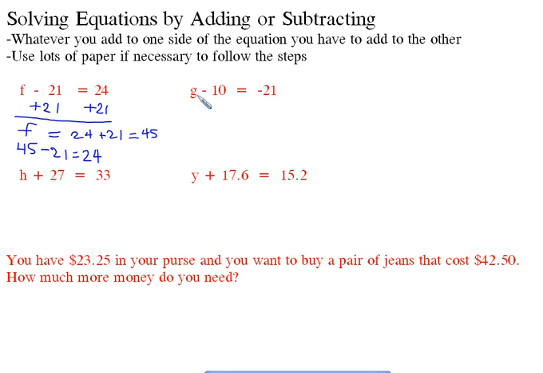Now here's the same sort of thing. G minus 10 is equal to negative 21. Same exact thing. You're just going to add 10 to both sides. So then you end up with G, because this cancels out with that, is equal to negative 21 plus 10. And don't forget how to do this. We take the higher of the two absolute values. So that's going to be negative is the value, and then 21 minus 10 is equal to 11.